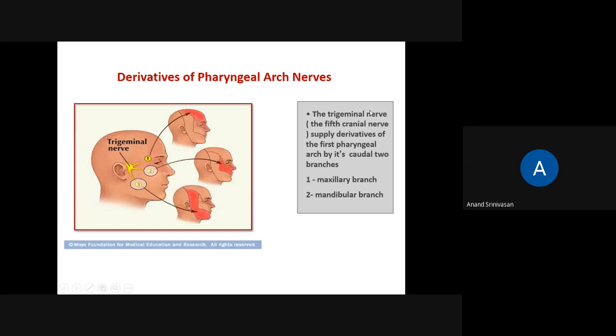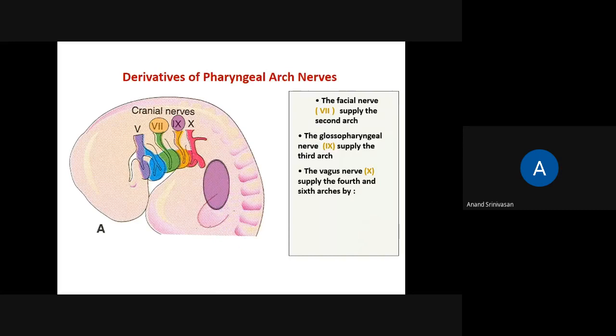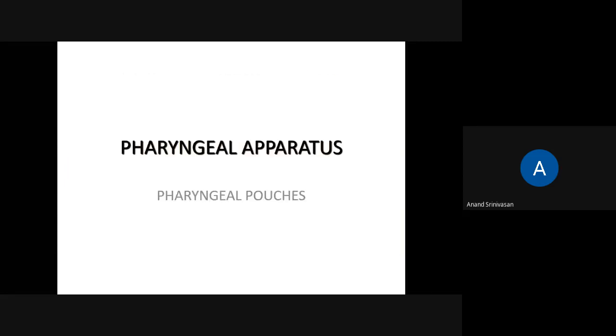The first pharyngeal arch is supplied by the trigeminal nerve. The second pharyngeal arch is supplied by the facial nerve. The third by the glossopharyngeal nerve. And the fourth and the sixth by the vagus nerve.